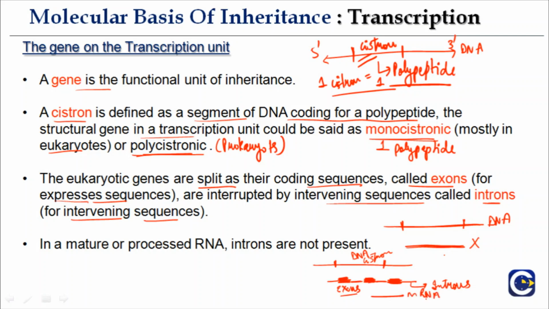Earlier we talked that in case of eukaryotes we have a pre-mRNA. So this is the pre-mRNA, and one of the important things that must take place is splicing of these introns here to form the mRNA. We'll see it soon in more detail, okay? In a mature or processed RNA, introns are not present. So they must be removed for a mature RNA or mature messenger RNA to be formed.